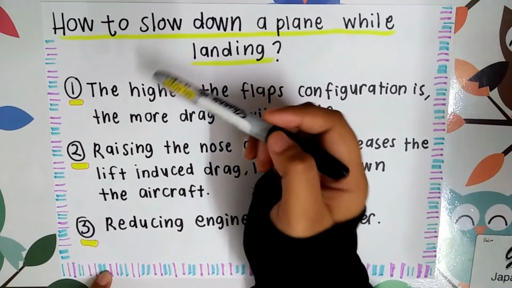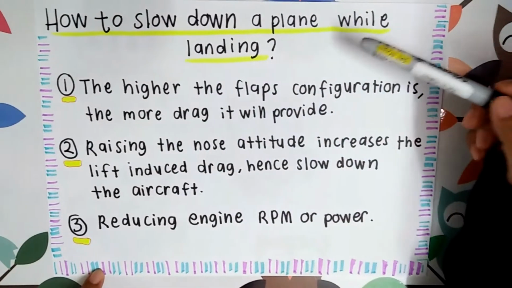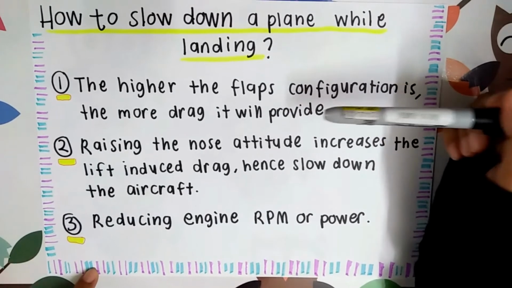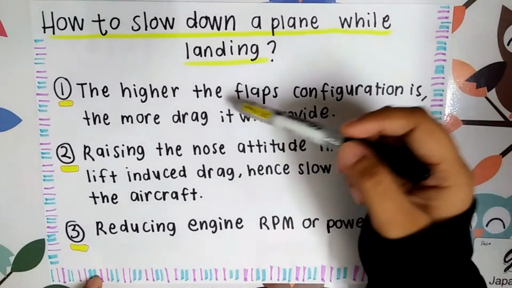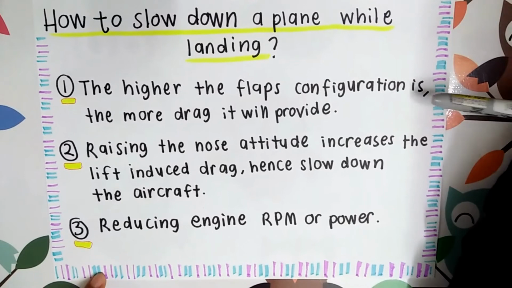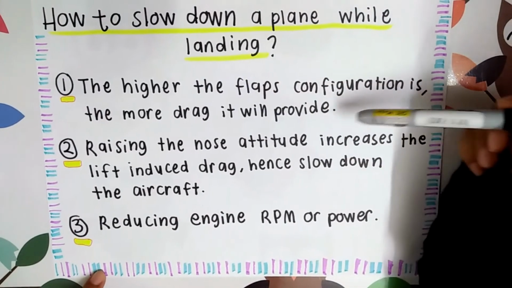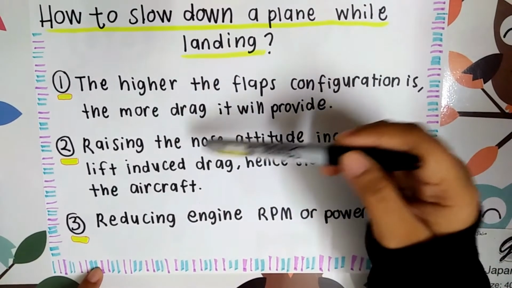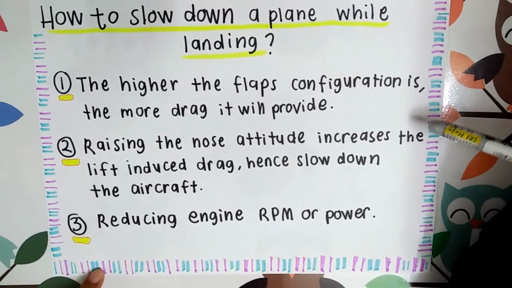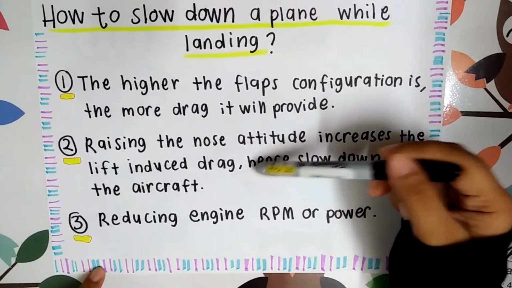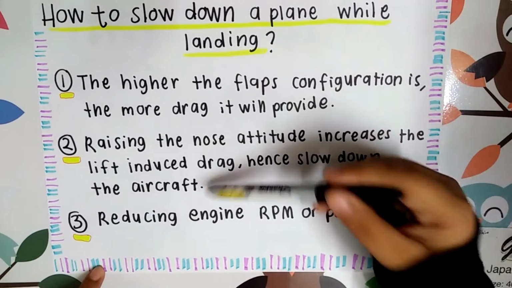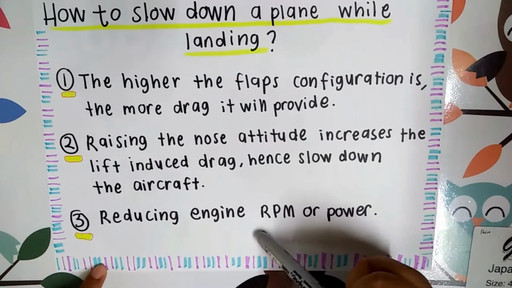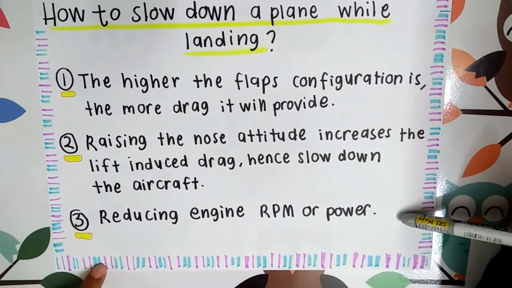The problem for this airfoil is how to slow down a plane while landing. So there are some solutions for this problem. Firstly, the higher the flaps configuration is, the more drag it will provide. Secondly, raising the nose attitude will increase the lift-induced drag, hence it will slow down the aircraft. And lastly, we can reduce the engine RPM or the power.